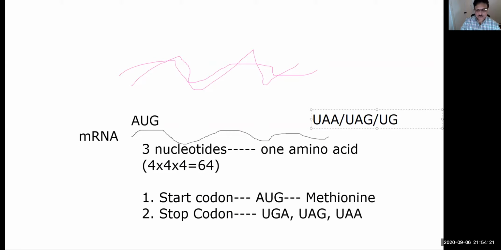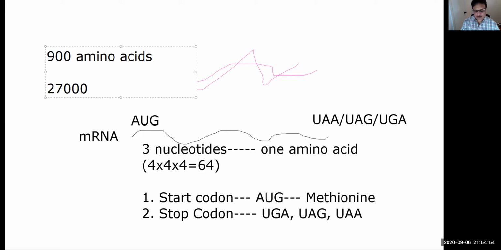So if I ask you a question: there is a protein that is made up of 900 amino acids. How many nucleotides will the mRNA be composed of to give rise to a 900 amino acid protein? The answer will be 2700, because the ratio is 1 to 3. 3 nucleotides code for 1 amino acid.